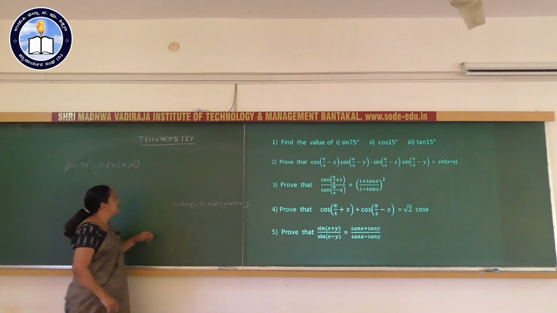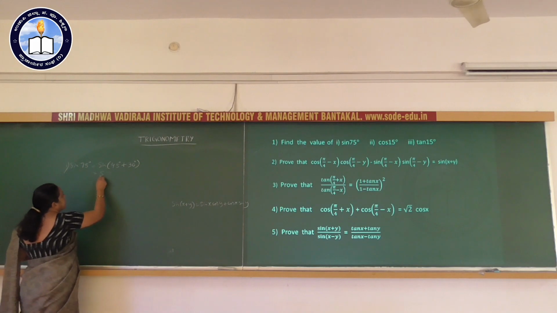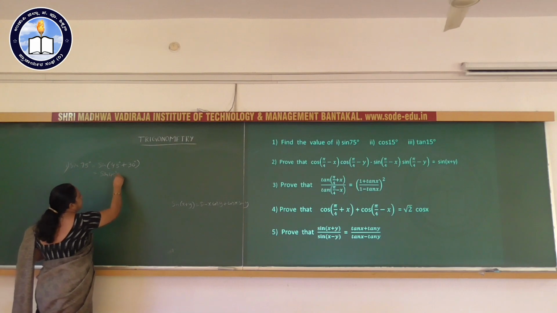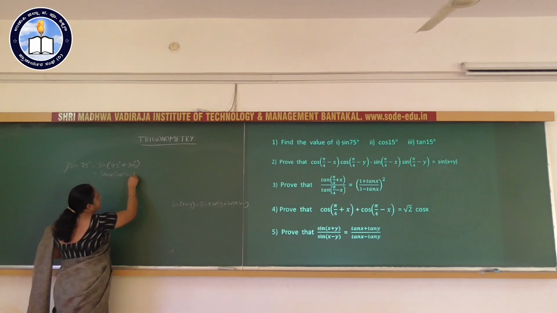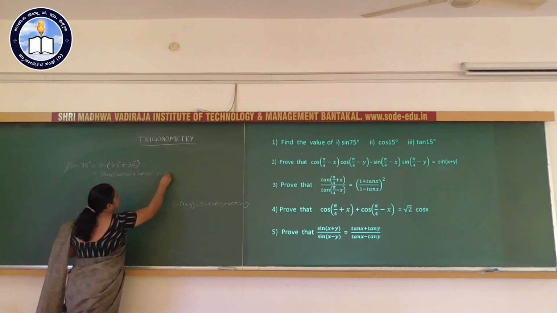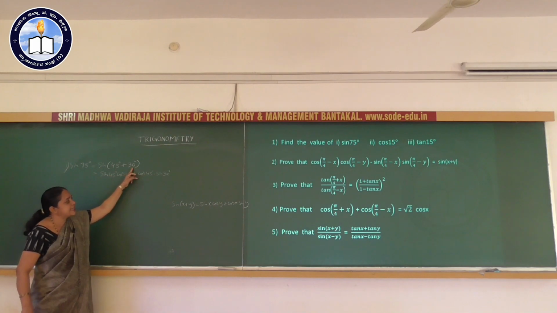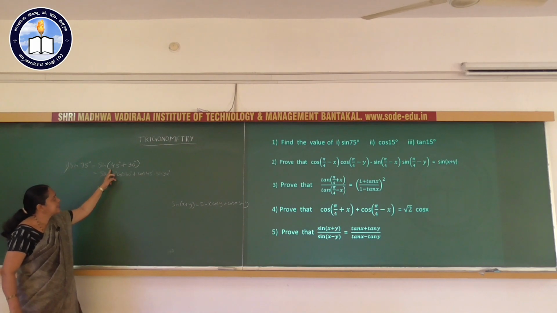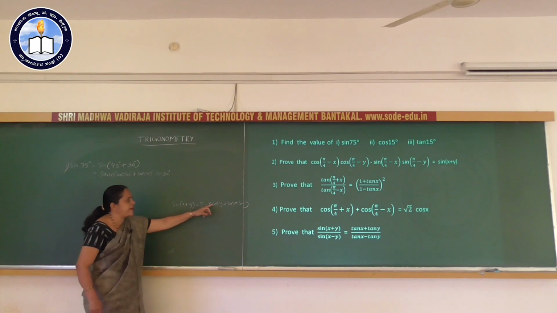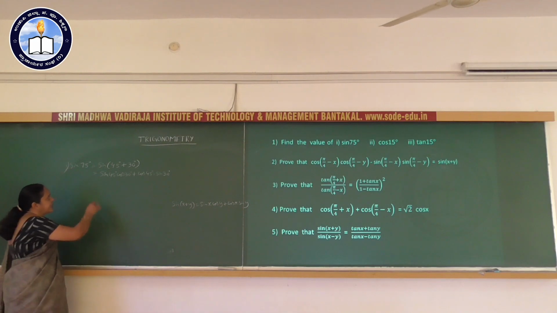So what is sine of 45 plus 30 degrees? We can expand it as sine 45 into cos 30 plus cos 45 into sine 30 degrees. Here x is 45, y is 30 degrees. So sine of 45 plus 30 is equal to sine 45 into cos 30 plus cos 45 into sine 30.